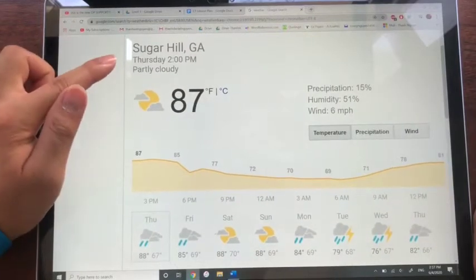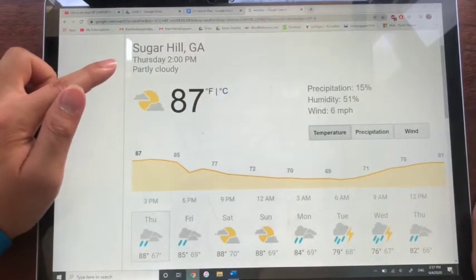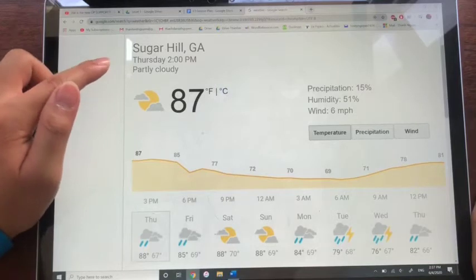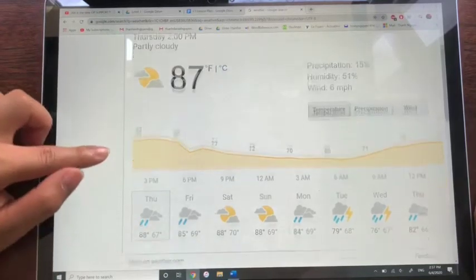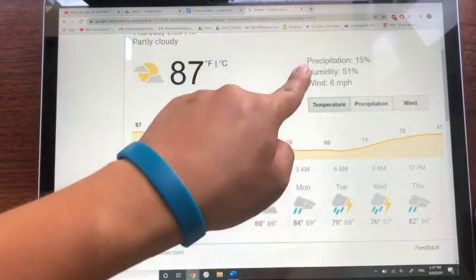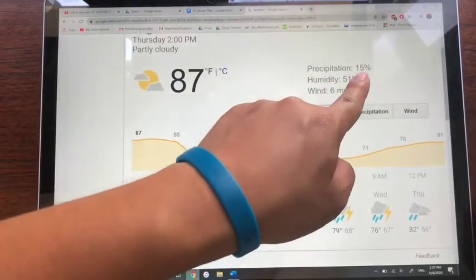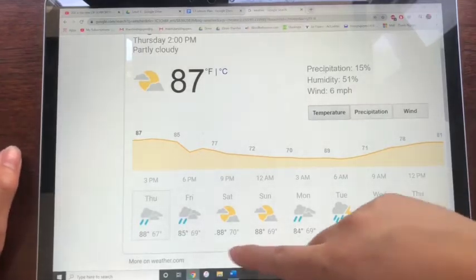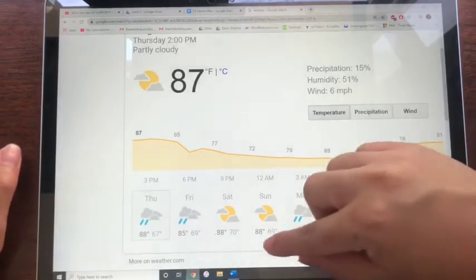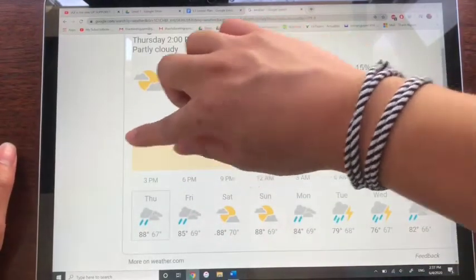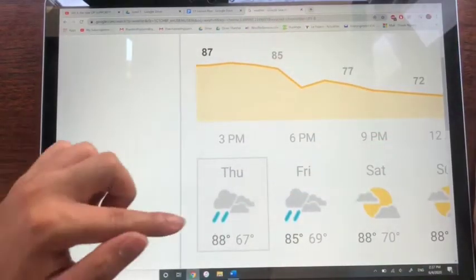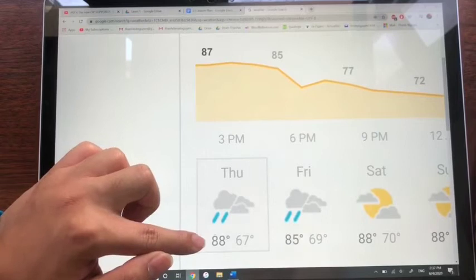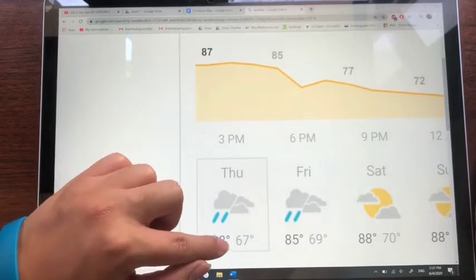Right now it is Thursday at 2 p.m., so 2 in the afternoon. The weather is partly cloudy. The current temperature is 87 degrees Fahrenheit. The precipitation or the chance of rain is 15%. And at the bottom we have the daily forecast. I only want to look at today. Today is Thursday. The high temperature is 88 degrees. The low temperature is 67 degrees.